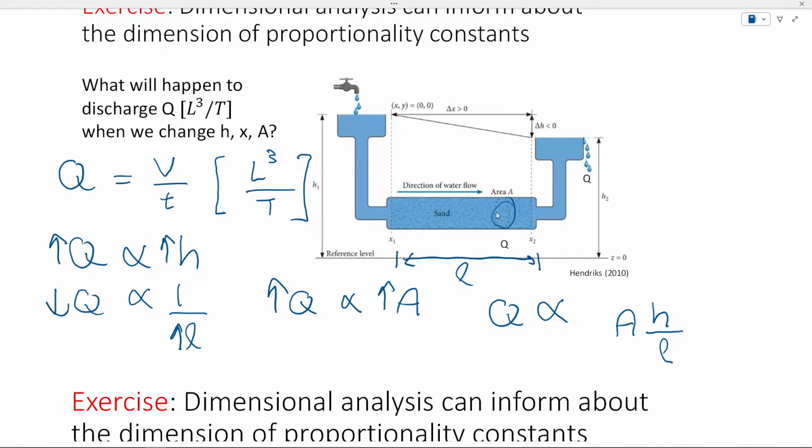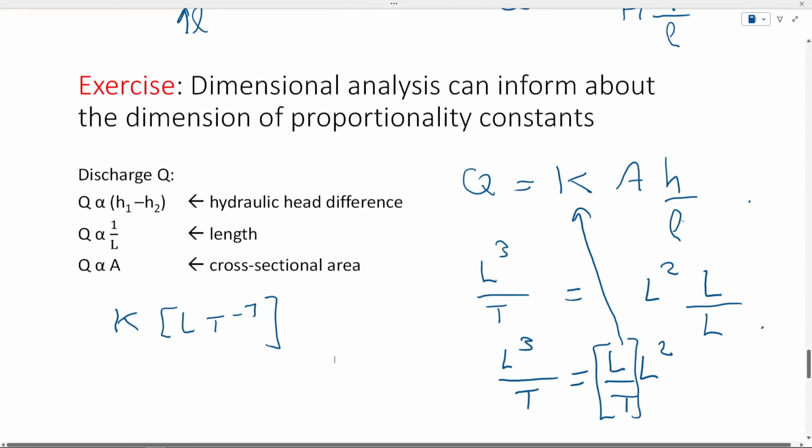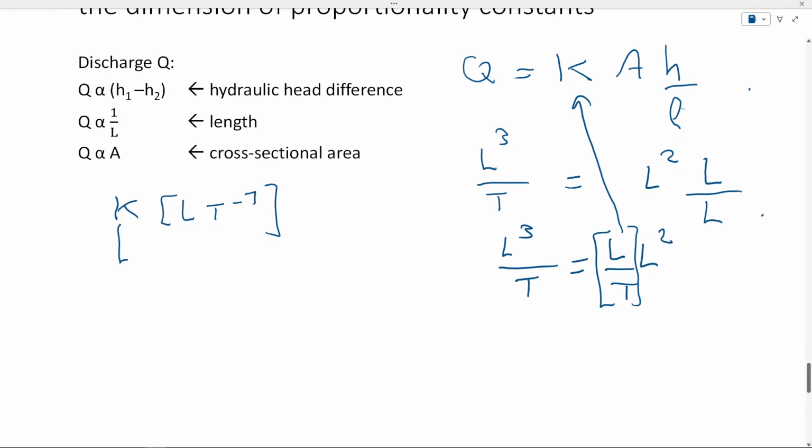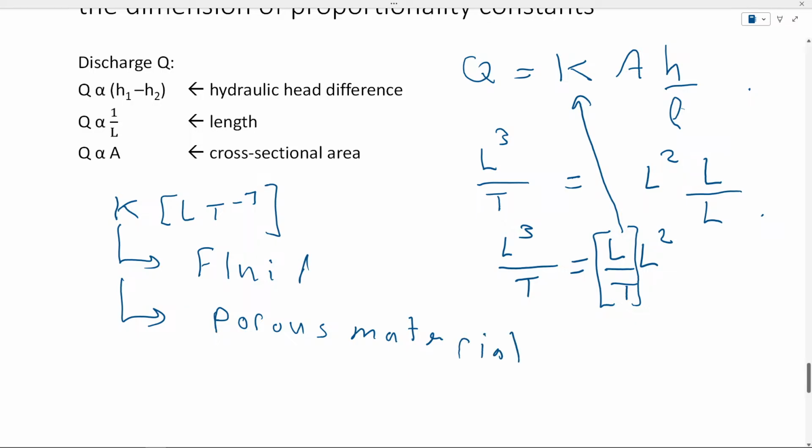And also it is a function of the fluid, if it is honey versus water, for example. So this hydraulic conductivity is a function of both the fluid, like the fluid viscosity, density, and so on, and it's a function of the porous material, like sand, clay, or whatever.